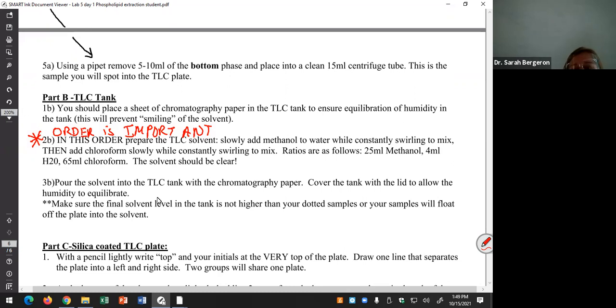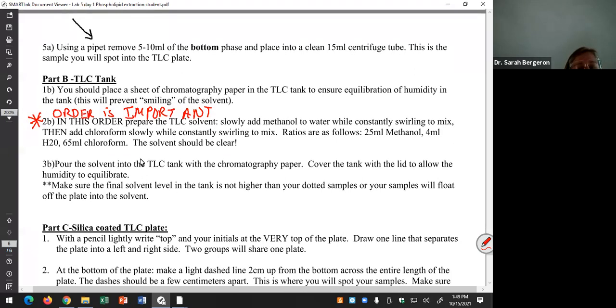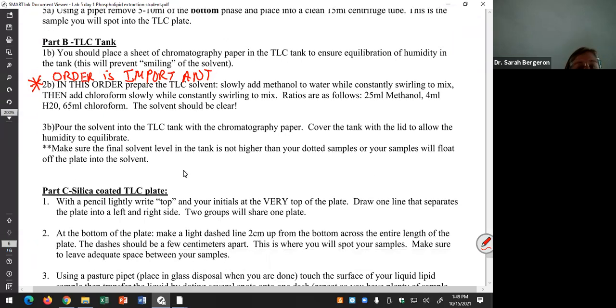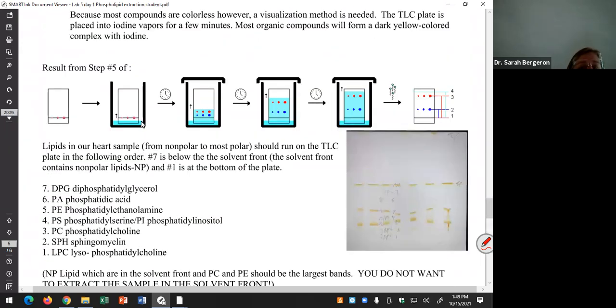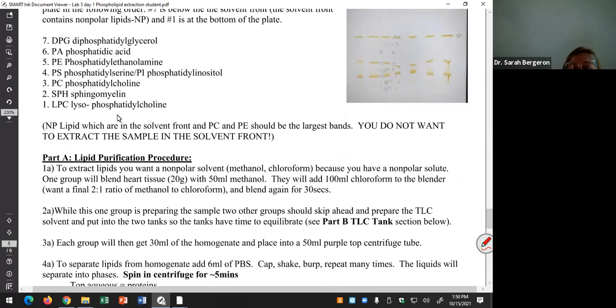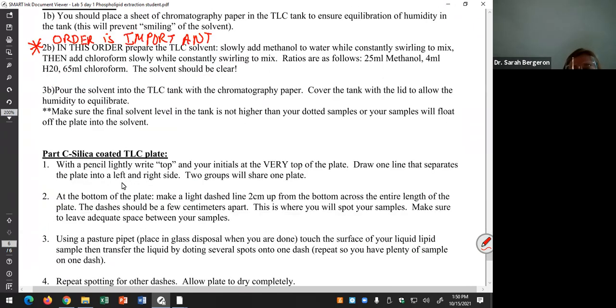All right, so you pour your made solvent into the TLC tank, you cover it, and you let it equilibrate. Now, one thing that's really important, I'm going to scroll up here. Do you see how the solvent level is lower than where we spotted the plate? If your solvent level goes above where you spot the plate, what's going to happen? It'll just float off. So we don't want that to happen. Just make sure that when you're putting your plate in, you went up high enough. And if you follow my instructions, you will not have that problem.